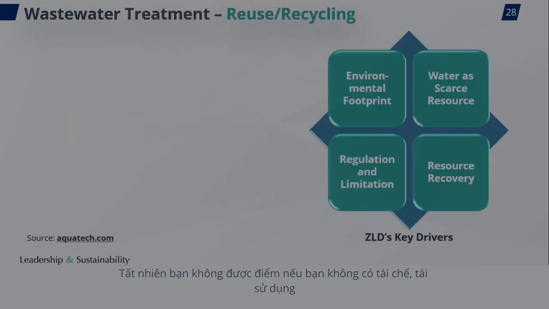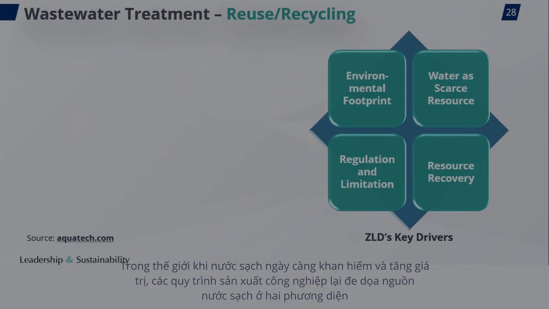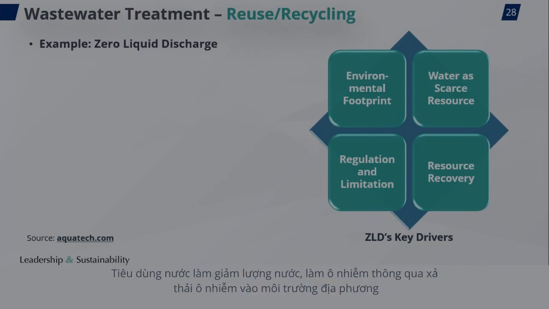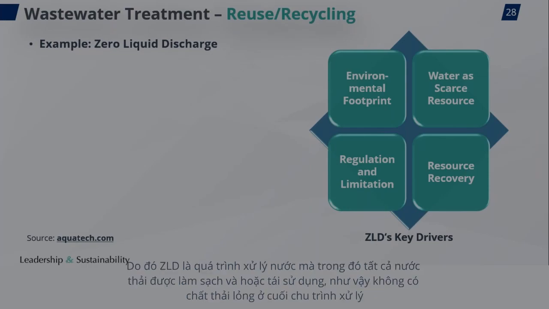In a world where fresh water is an increasingly valuable resource, industrial processes threaten its availability on two fronts unless the water is treated and recycled. Many industrial processes require water and reduce its availability for the environment or other processes, or alternatively contaminate and release water that damages or pollutes the local environment. Therefore, zero liquid discharge is a water treatment process in which all wastewater is recycled and purified, leaving zero liquid discharge at the end of the treatment cycle.